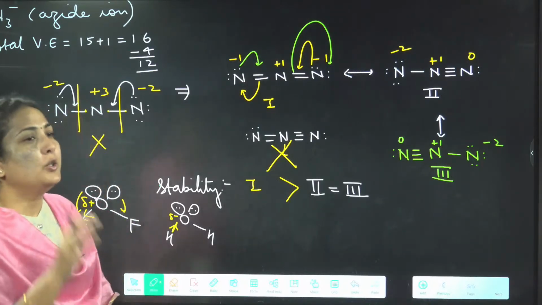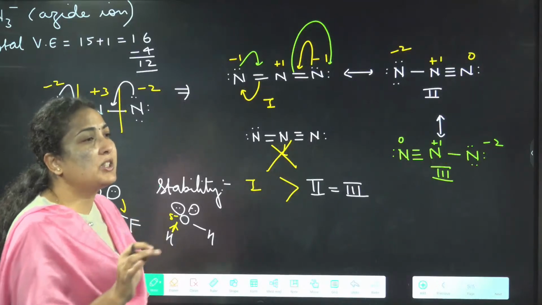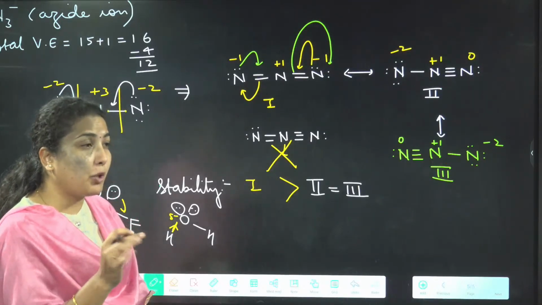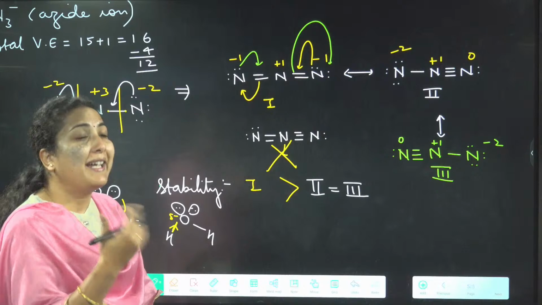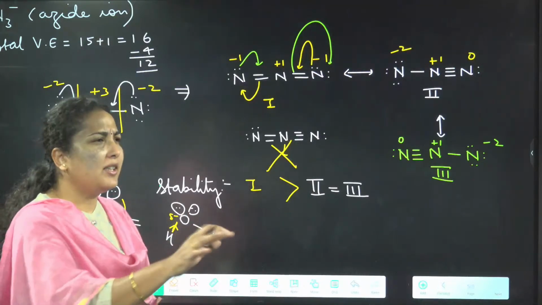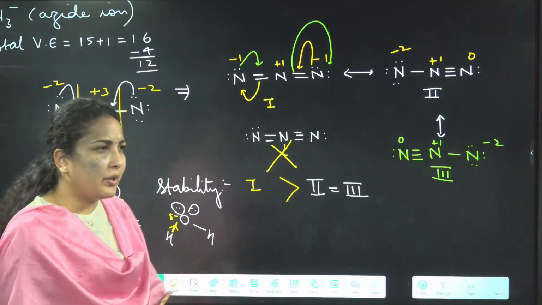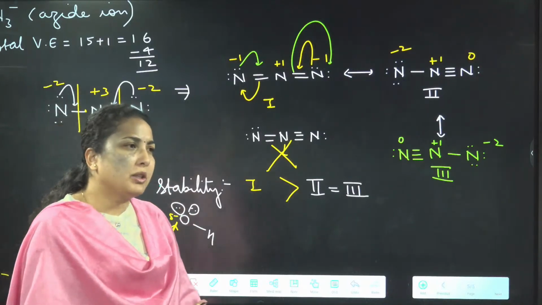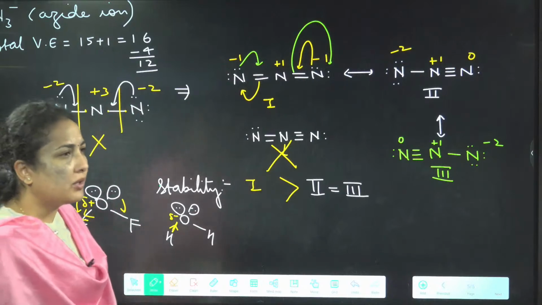But if at all you come across anything like the species where more than one resonating structures are possible, which I just now told you, that is N3 minus, OCN minus, cyanate ion, thiocyanate ion. So at that time you can draw their structure and you can rely on it, or else you can go by the division method there, right? In the rare phenomena. Clear?